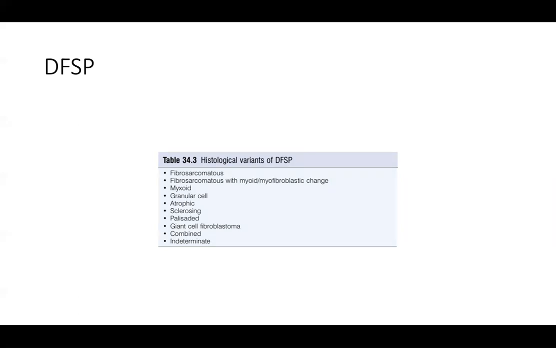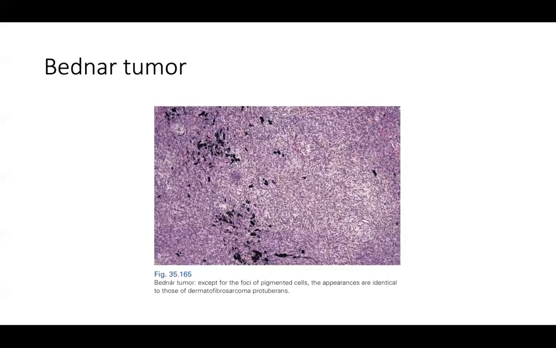You can have myoid or myofibroblastic changes, myxoid changes, granular cell changes. Every variant listed here, you could have, but most often you're going to find just your traditional DFSP with maybe fibrosarcomatous change, and that's where you really have to look at these features that we will discuss in the next couple slides. Before I get into that, if you have a lot of pigmented cells within a DFSP, that's called a Bednar tumor. But essentially, besides that pigment, everything else is identical to a DFSP.